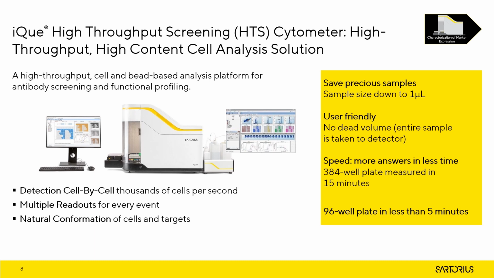And you can detect cell by cell, so thousands of cells per second, with multiple readouts for every single event. And you can analyze the natural conformation of cells and targets. Because of the design of the system, you can save precious samples. The sample sizes go all the way down to 1 microliter per sample. So you can save any samples that you may want to use downstream. It's user-friendly as well, so there's no dead volume. The entire sample is taken to the detector.